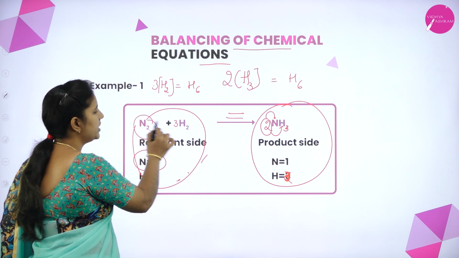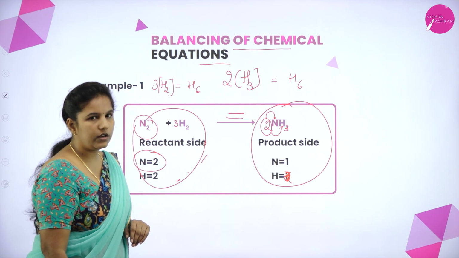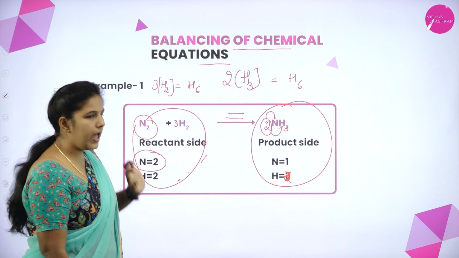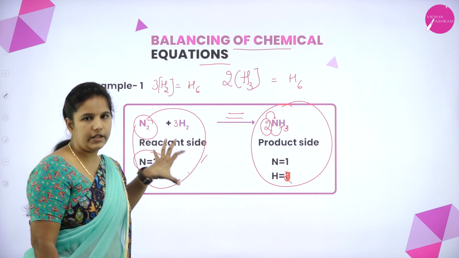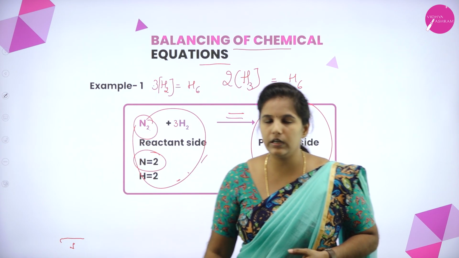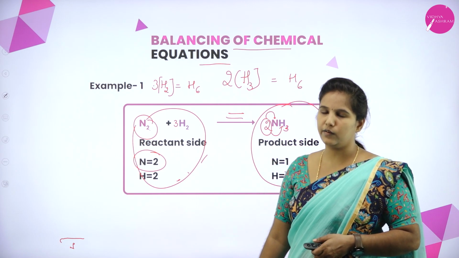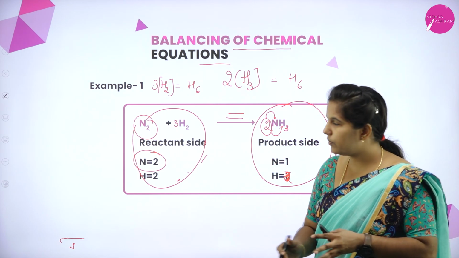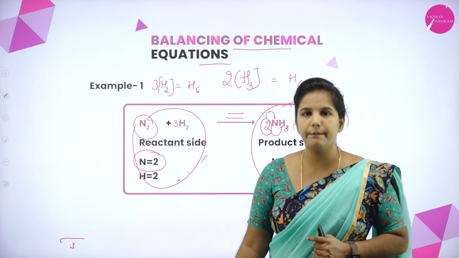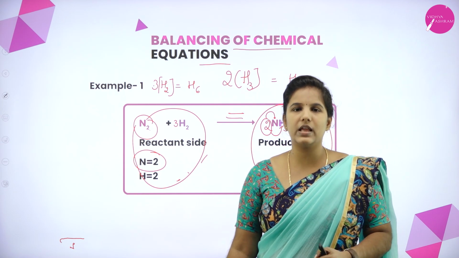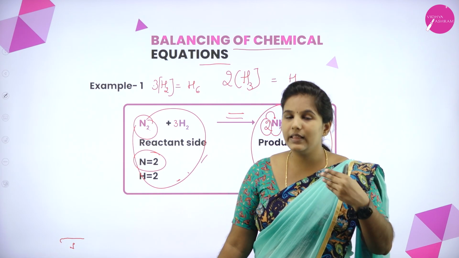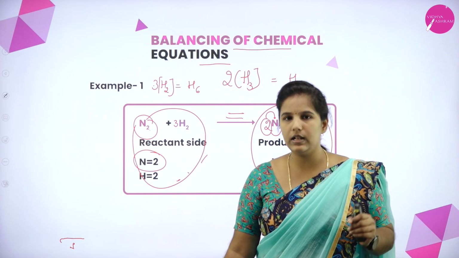So now nitrogen is balanced. We have written 2 in front of nitrogen, so 2 nitrogen atoms are balanced. Coming to hydrogen, 6 hydrogens are there on the product side, but here only 2 hydrogens. To balance this, I have written the numeral 3 in front of hydrogen, so it forms 6 hydrogen. This is how the number of atoms on the reactant side should be made equal to the number of atoms on the product side. When you balance the atoms on both sides, then only we can say it is a balanced chemical equation.